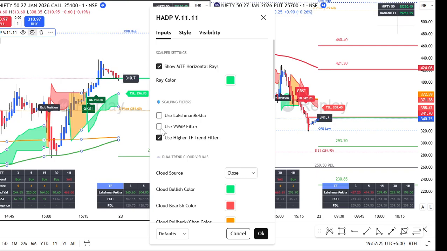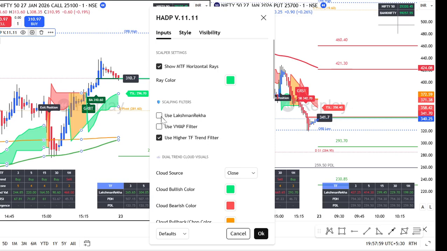So if there is a trader who wants to be very clear that my trend is in favor of me, right? Then number one, you are trading above the VWAP, number two, you are trading above the Lakshman Rekha. Third confirmation comes from aligning to your higher time frame. Let's say I am trading on a 1 minute candle, and the 3 minutes candle is also on a buy, right?